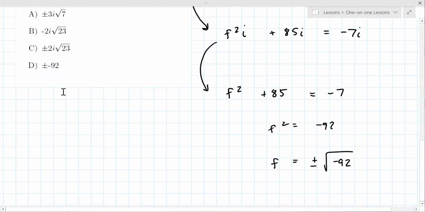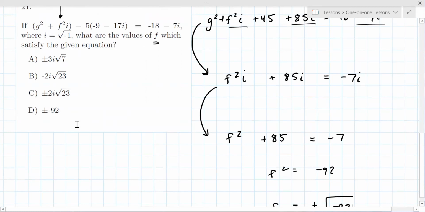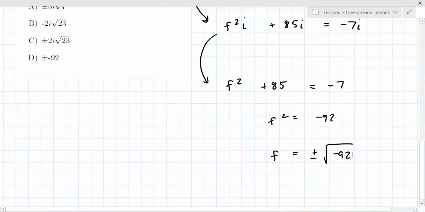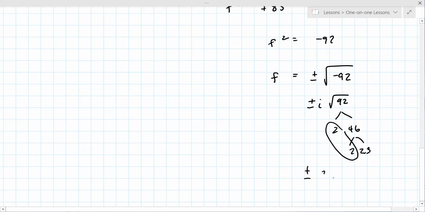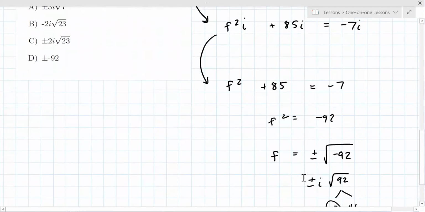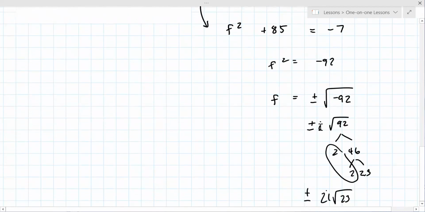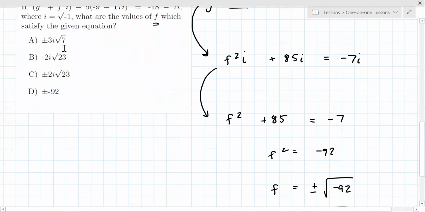It does. You notice the answer's not there. I mean, this minus 92 is there, but it's this answer. It does reduce because it's plus or minus i square root 92. Oh, right. And then it's 2 and 46, 2 and 23. You can pull a 2 out. 2 square root 23, 2i. I almost didn't write it. So notice the answer here is right here.